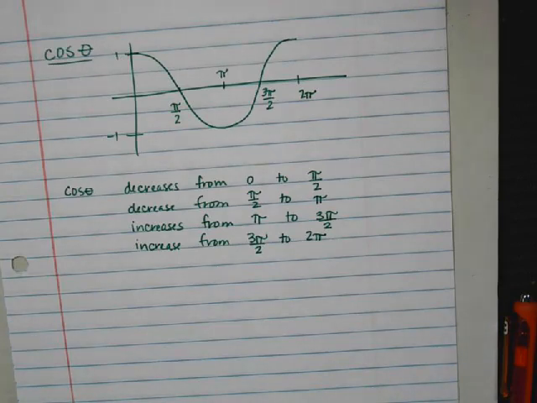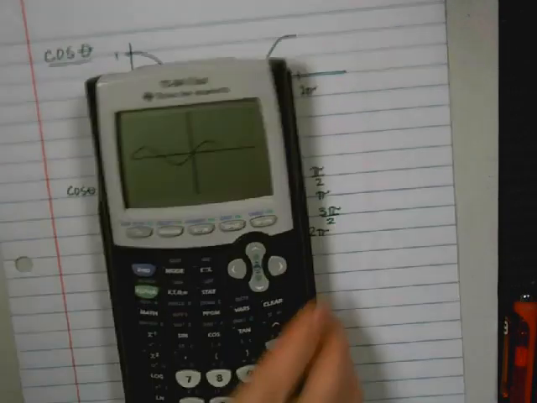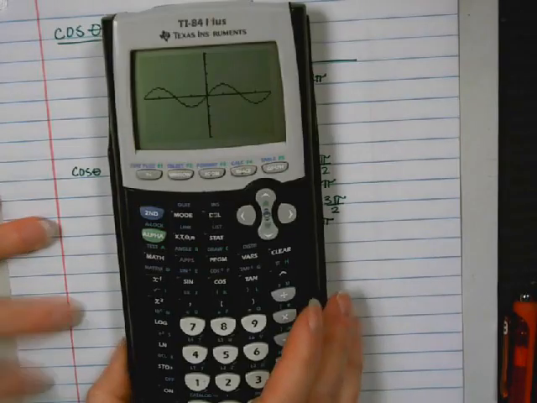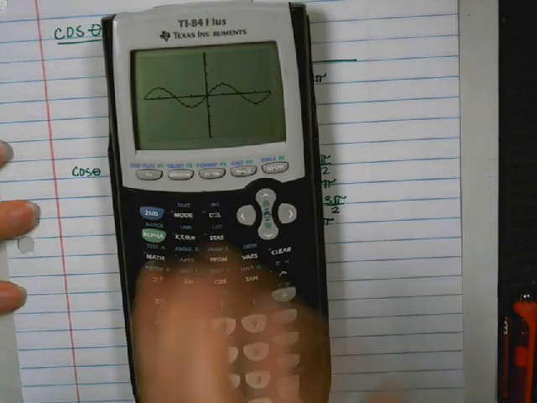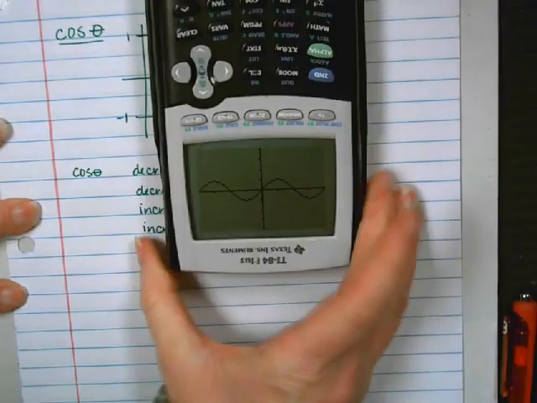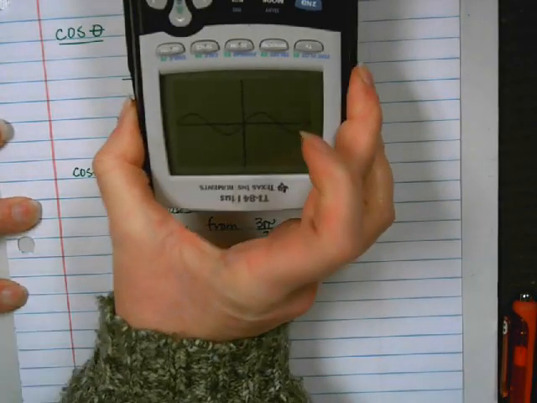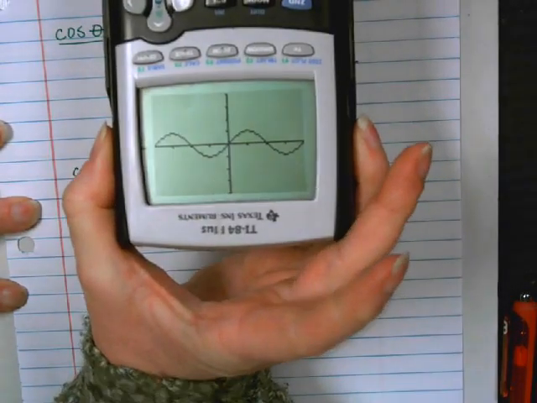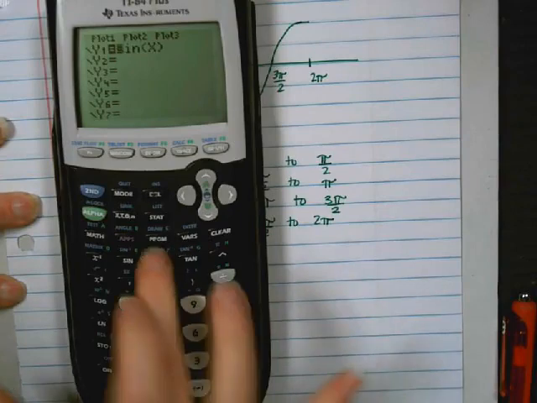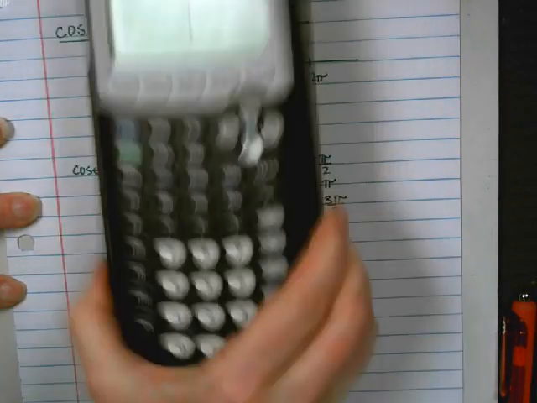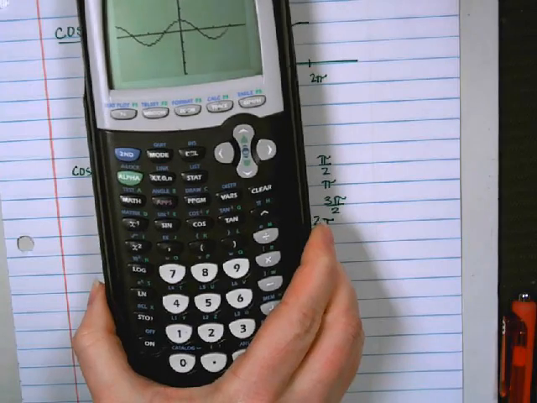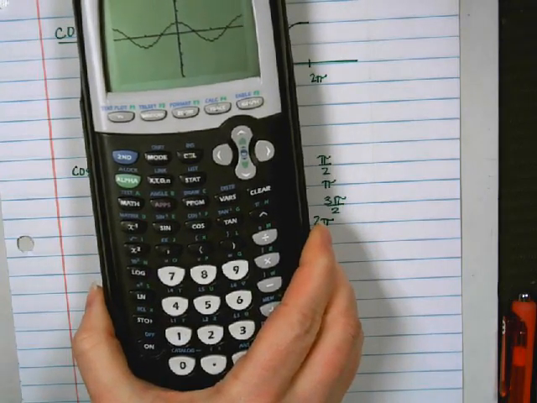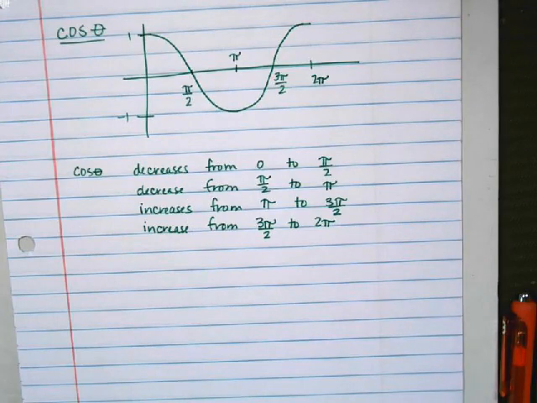Let me put sine in first. So this is sine. That's a sine wave in the calculator. And see, it's odd. It's got odd symmetry because if I turn it over, it looks exactly the same upside down as it does right side up. So that means it has odd symmetry. And then cosine has even symmetry, because I could fold it on the y-axis and it's the same on both sides. Okay.